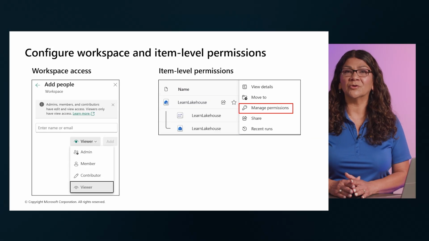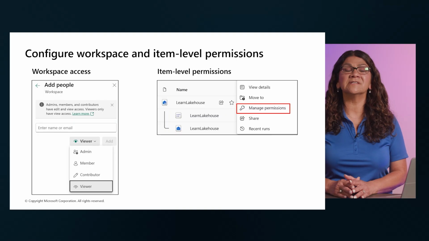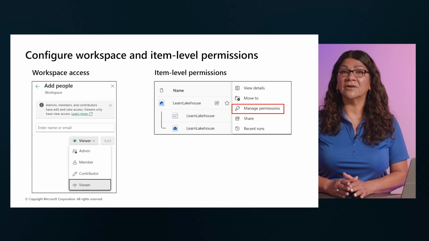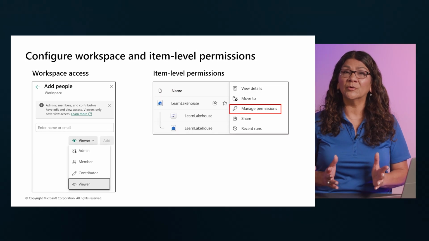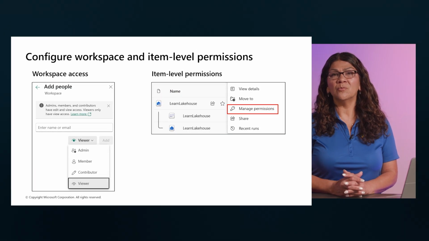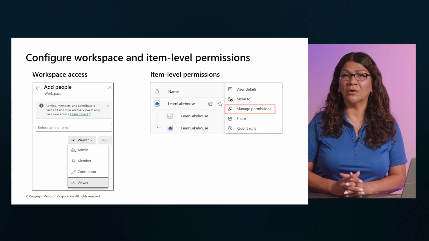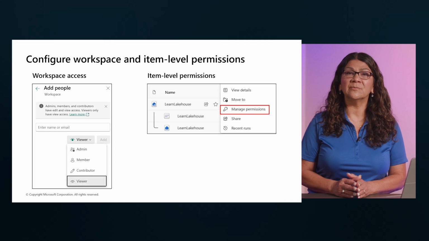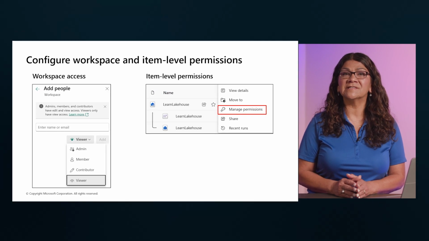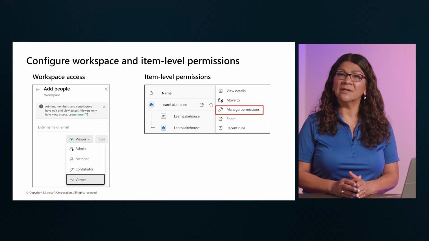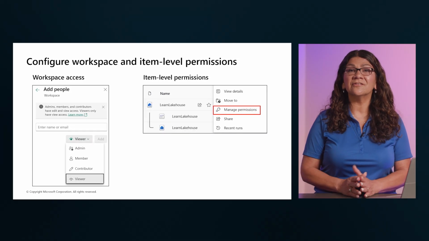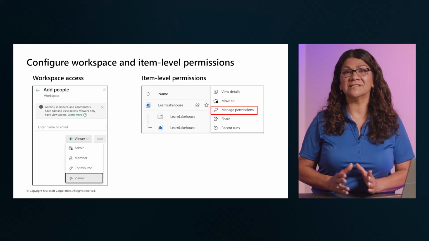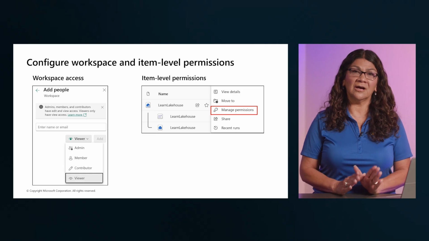Item permissions control access to individual Fabric items within a workspace. Item permissions can be used to give a user access to one or more items within a workspace without adding the user to a workspace role, and can be used with workspace roles if you'd like. An item can be shared, and item permissions can be configured by selecting the ellipsis or the 3 dots next to the Fabric item in the workspace, and then by selecting Manage Permissions as shown here on the image on the right-hand side.